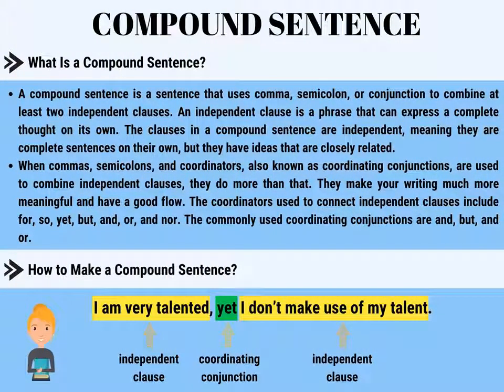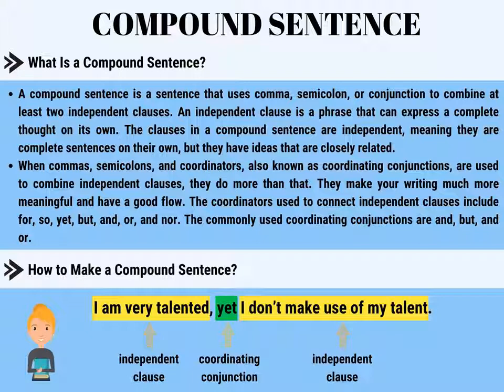Okay. So now I think you have got the idea. A compound sentence is a sentence that uses comma, semicolon, or conjunction to combine at least two independent clauses. An independent clause is a phrase that can express the complete thought on its own. The clauses in a compound sentence are independent.